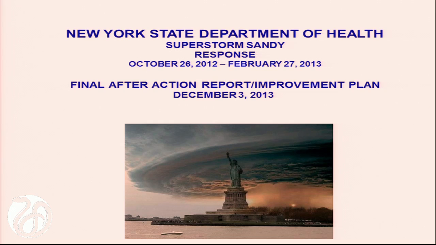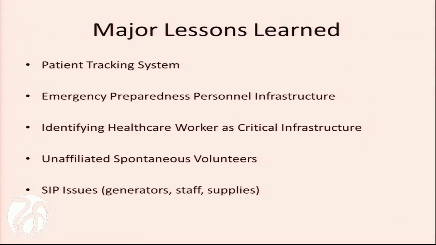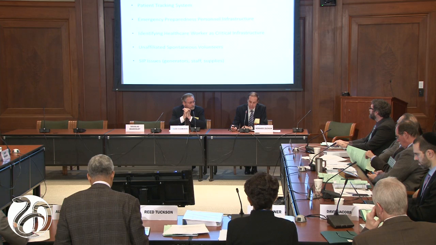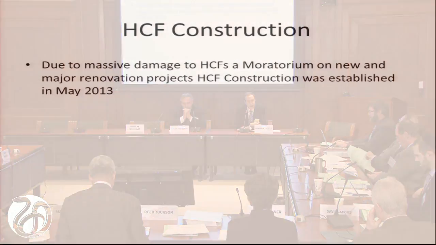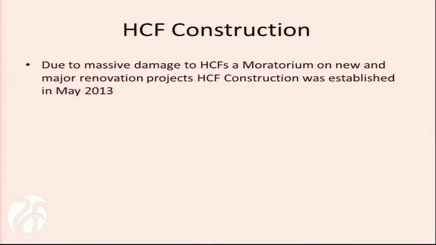The lessons learned from the report, and I'll just finish up with this, were the need for a patient tracking system, the emergency preparedness personnel infrastructure, making sure people are available, since healthcare workers are critical to the infrastructure, and also the shelter-in-place need, because there was a concern that some of the people sheltering in place, obviously, if they didn't have generators, that would be a problem. The healthcare facility construction issue came about because of the damage. We put a moratorium on new and major renovation projects that was established in May of 2013.